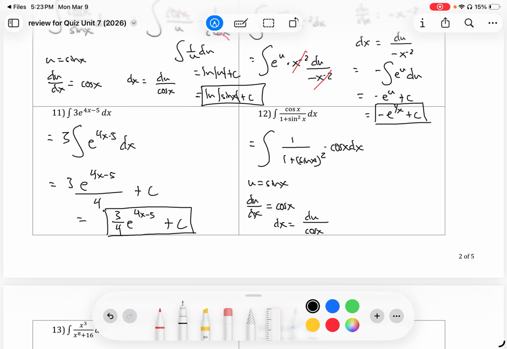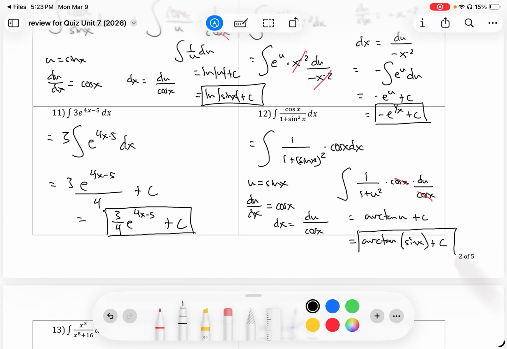So since dx is du over cosine x, I can plug everything in and get the antiderivative of 1 over 1 plus u squared times cosine x times du over cosine x. Cosine x's will divide out, and now I just have an arctangent problem. So I'll get arctangent of u plus c, which should be arctangent of sine x plus c. Seems like my iPad is lagging a bit here. So I'll pause the video here and do the rest of the problems a little bit later.